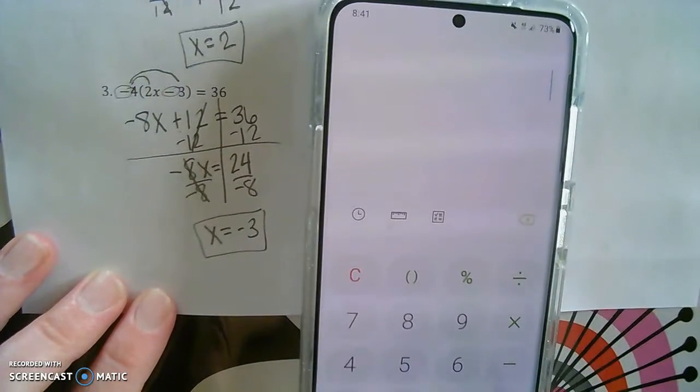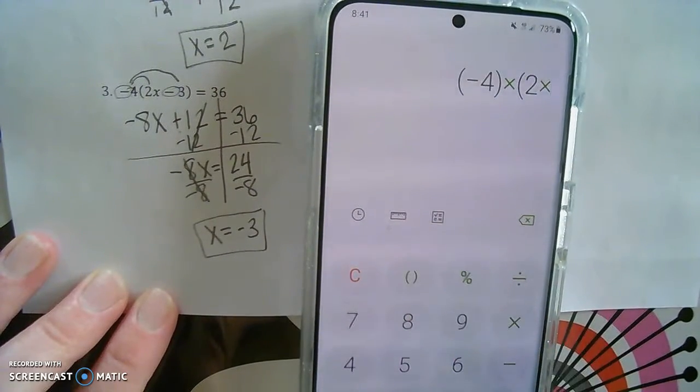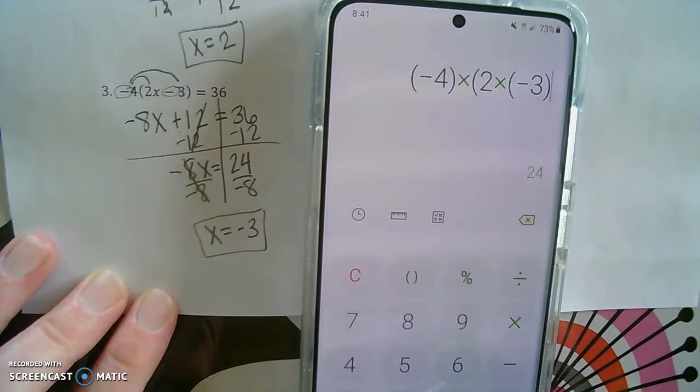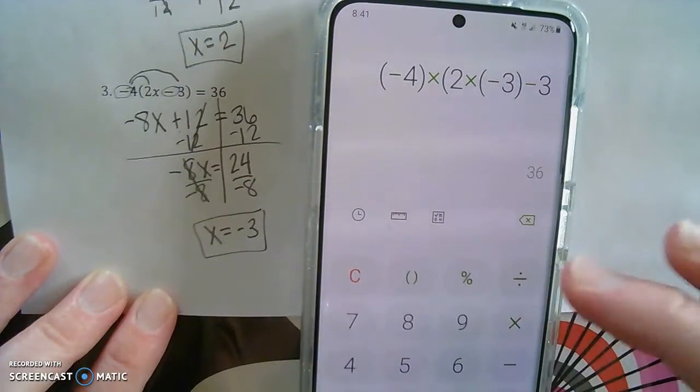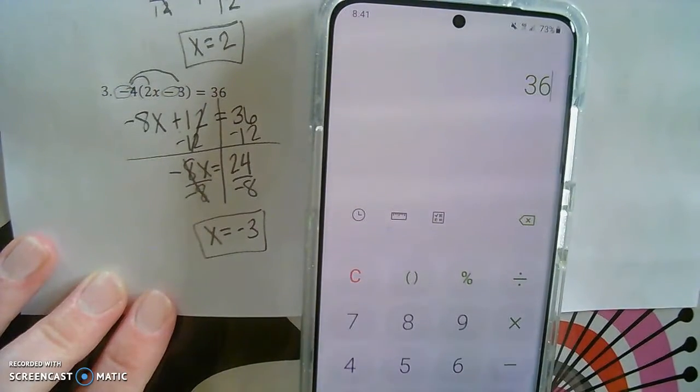Okay, so again, the original problem, negative 4, and you're going to want to end that parenthesis if your parenthesis shows up like mine does. Parenthesis 2 times negative 3 minus 3. I know that's really crazy with all of those parentheses in there, but with the phone, anytime you have a negative, you put a parenthesis around it. That does equal 36.